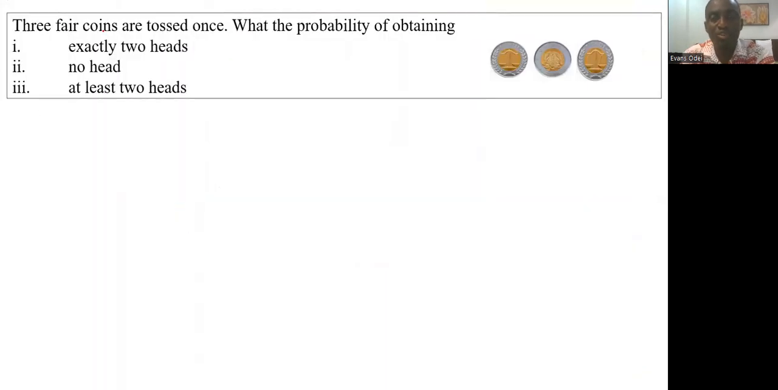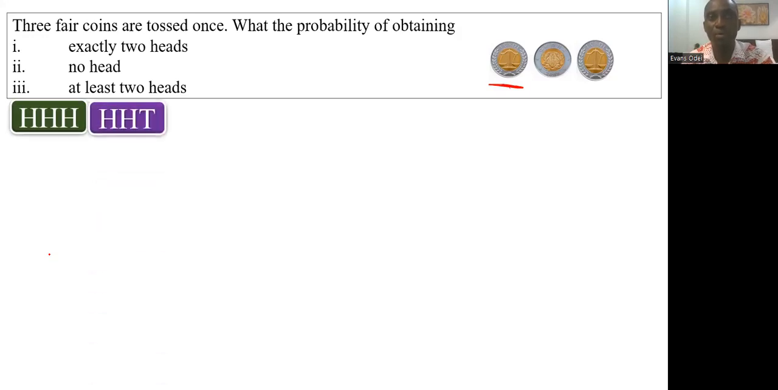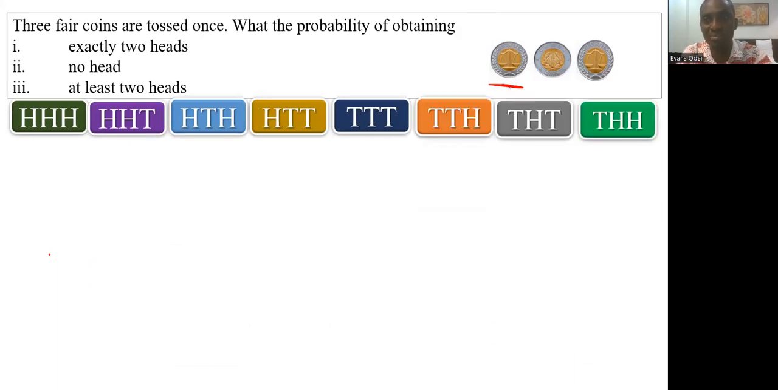3 coins are tossed once. There are 3 of them tossed once. So you can see the 3 coins here tossed once. Now the possible outcomes, the sample space, of course, is going to be either we get all heads or head, tail, like we did earlier on. So these are the possible outcomes for all. And so here we can say that our number of sample space becomes 8.